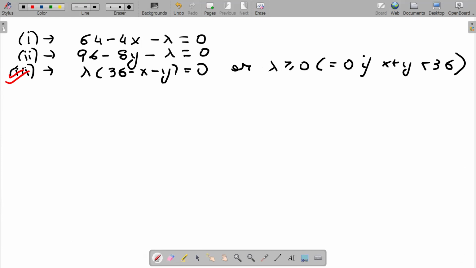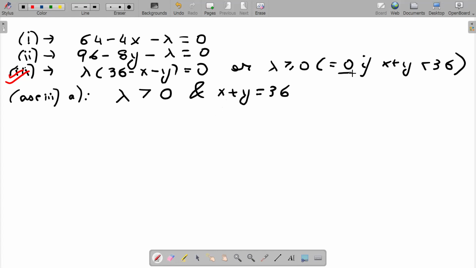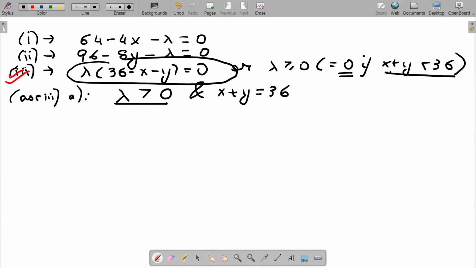Case 3A. Suppose lambda is strictly positive. Now if lambda is strictly positive, it means that x plus y is exactly equal to 36. Remember guys, if lambda is 0, x plus y is less than 36. But if lambda is strictly positive, for this condition to be satisfied, x plus y has to be equal to 36, right?